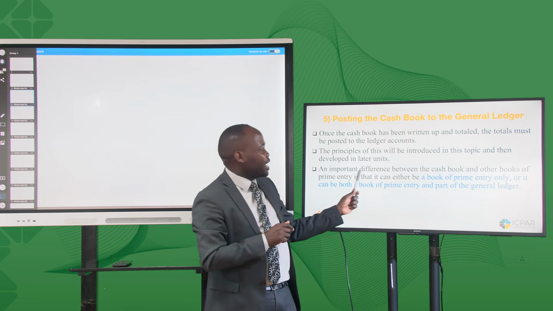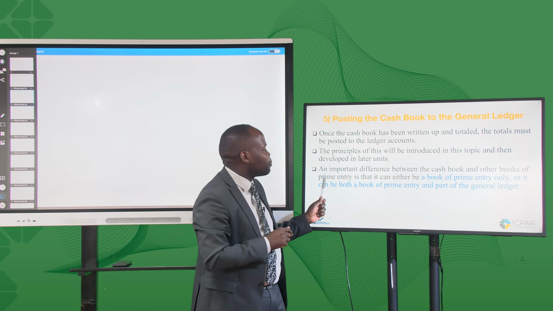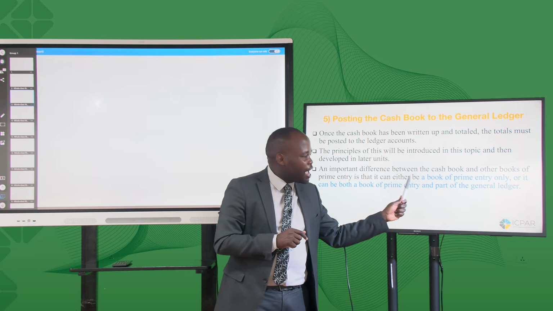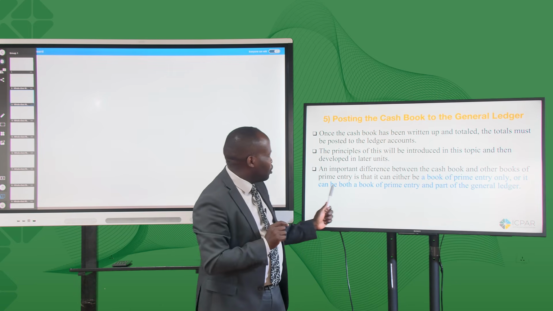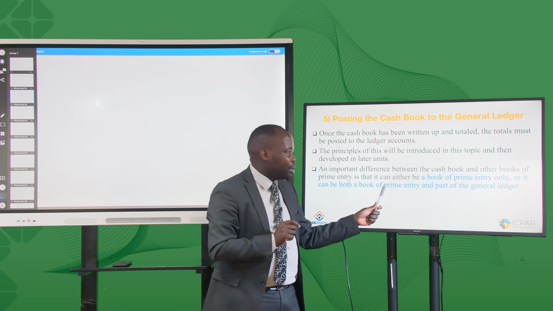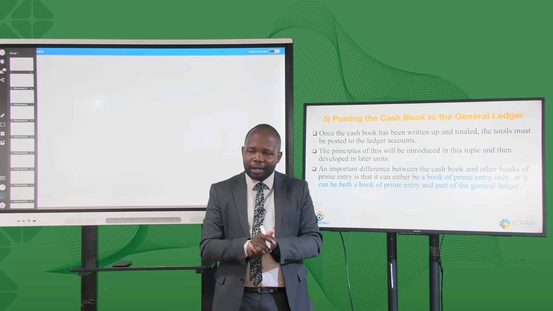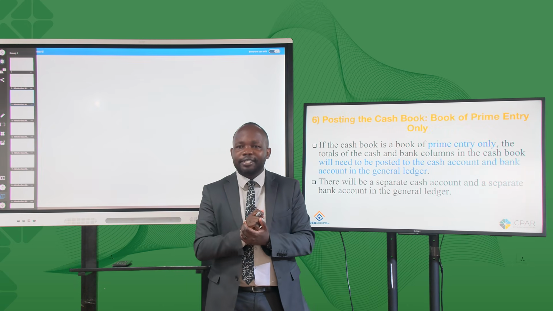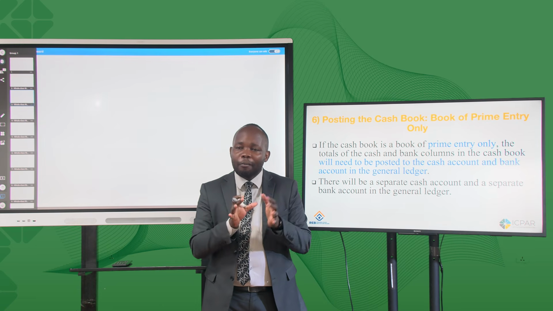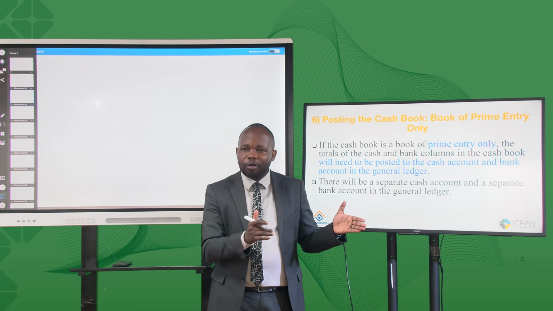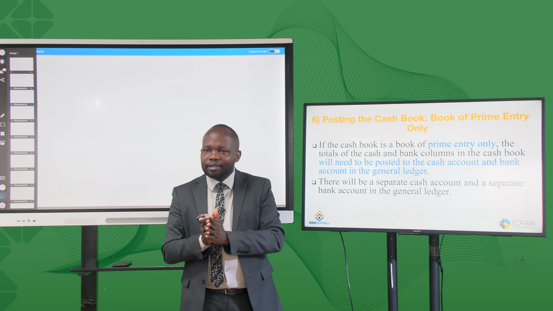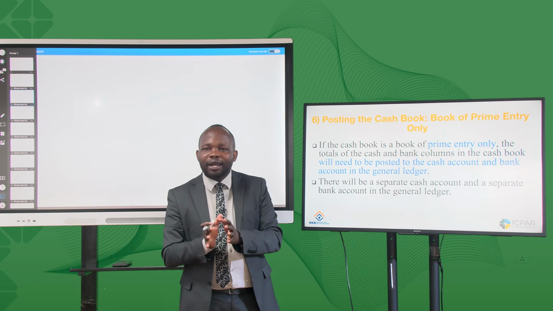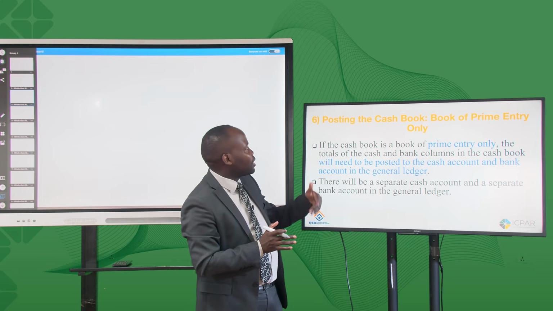Now, an important difference between the cash book and other books of prime entry is that it can either be a book of prime entry as a source document, or it can be both a book of prime entry and part of the general ledger. What we are trying to say is this: the cash book can be a book of prime entry alone, or it can be both a book of prime entry and part of a general ledger. It's the organization to decide how to classify that.